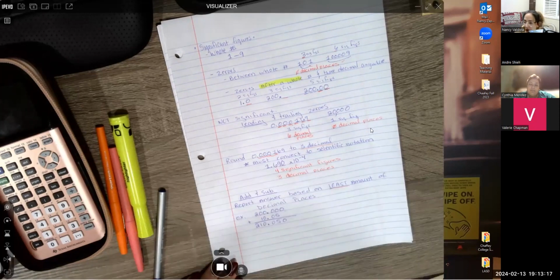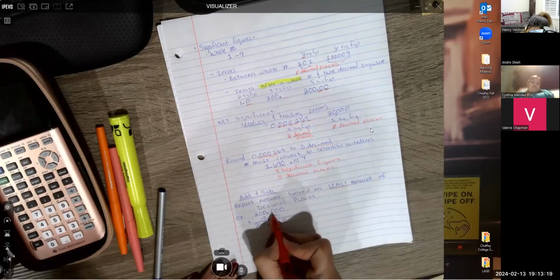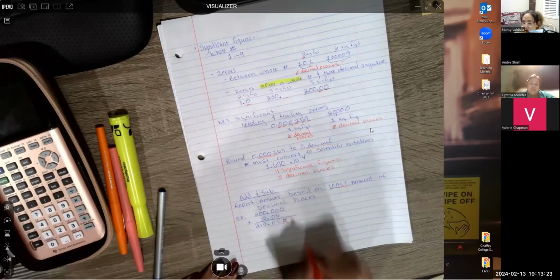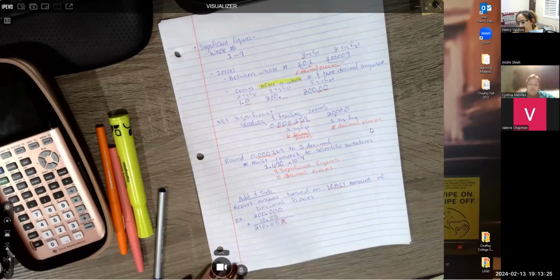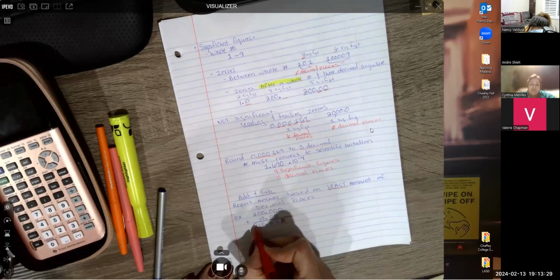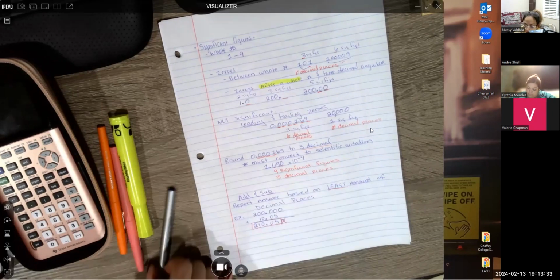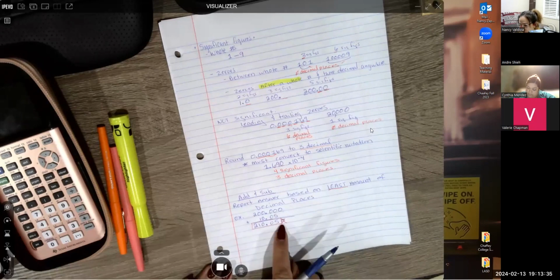What is the least amount of decimal places we have? We have 1, it would be 2. Correct. We have 2. So therefore, we don't report that 0. And our final answer would be 210.5. So anytime you're doing these problems with the decimal places, you report it with the least amount of decimal places.